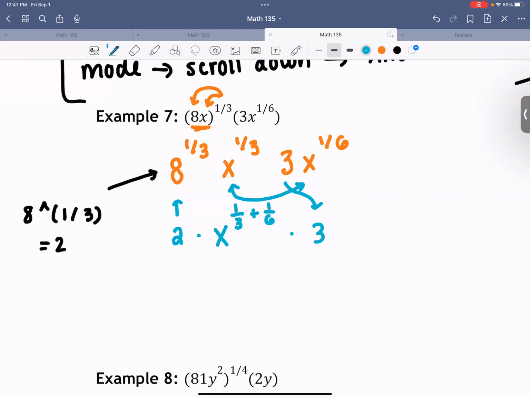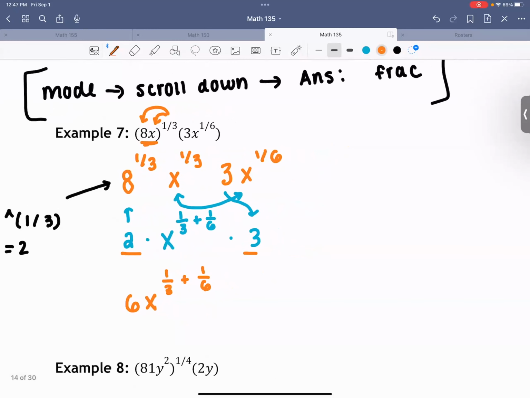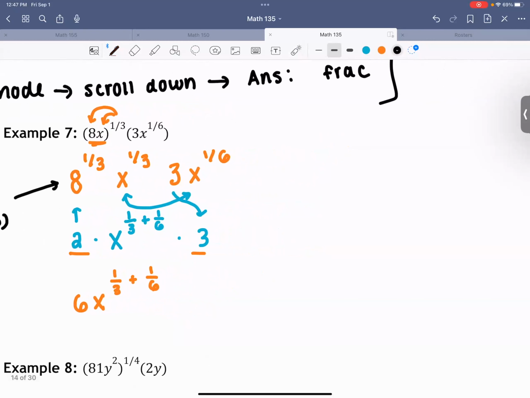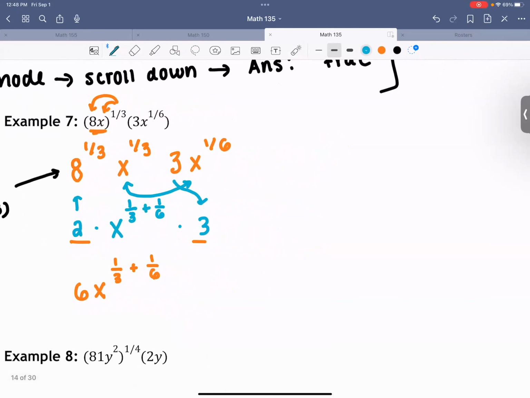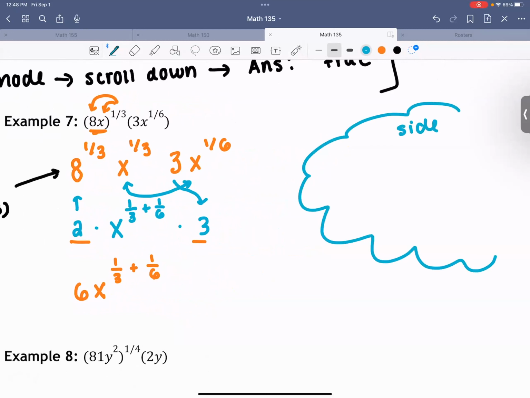Cool. Okay. Now my next step, well, I can do 2 times 3. That's easy, so I'm going to do that first. This becomes 6x to the 1/3 plus 1/6 power. Okay. Now, of course, you can use your calculator and figure out what 1/3 plus 1/6 is. You can transfer it into a fraction. Let's just go over how we would do this without the calculator because I feel like we haven't seen fractions in a long time. So let's just do it on the side. Let's do 1/3 plus 1/6.